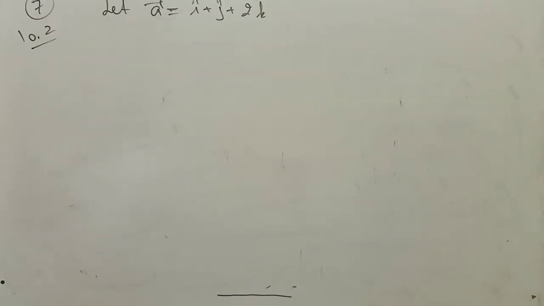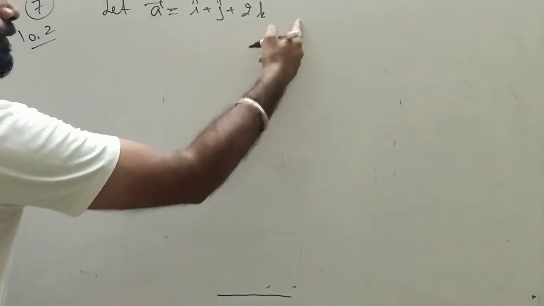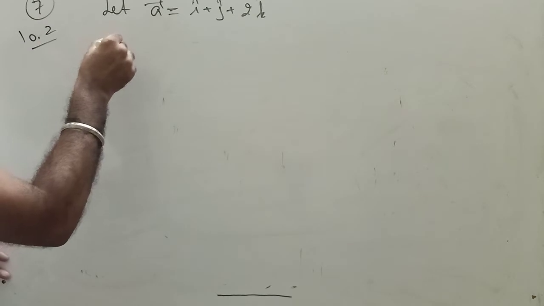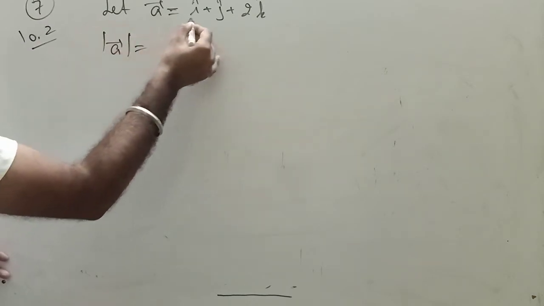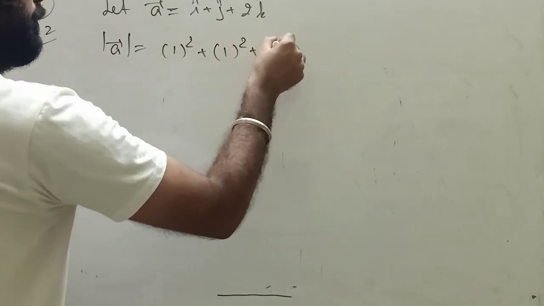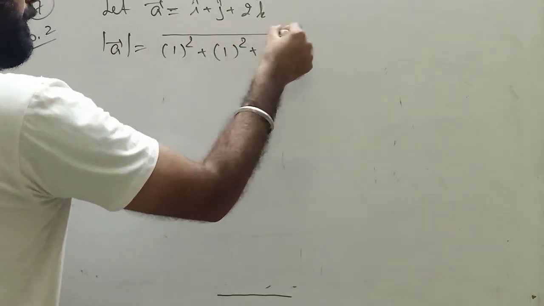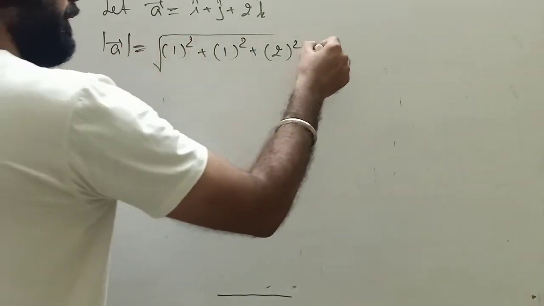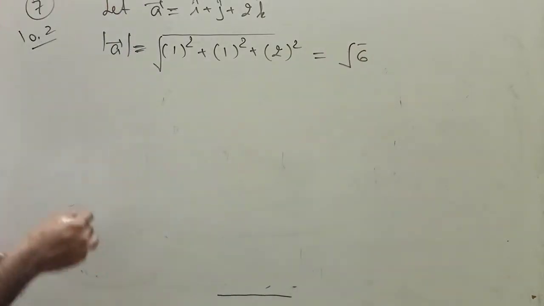Now let us take question number 7 of exercise 10.2. This is the given vector and we have to find the unit vector in the direction of this vector. First of all, find the magnitude of this vector: the coefficient of i is 1 square plus again 1 square plus 2 square. So what is the magnitude? 1 plus 1 plus 4 is 6, root 6 is the magnitude.